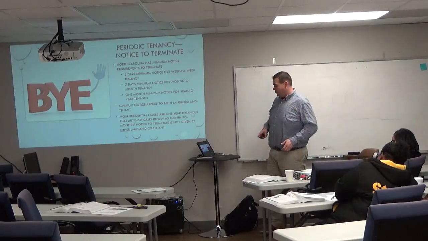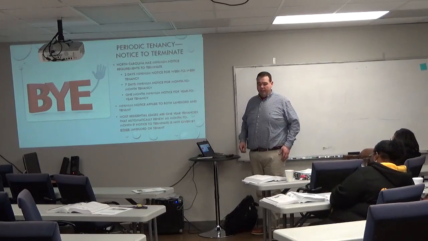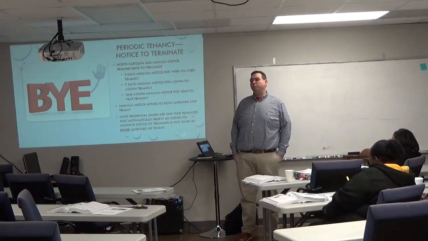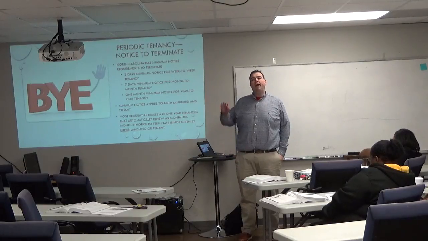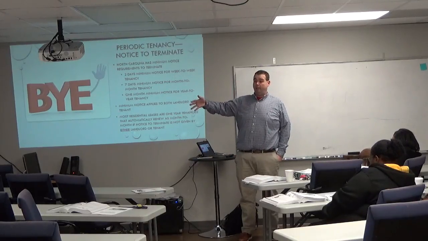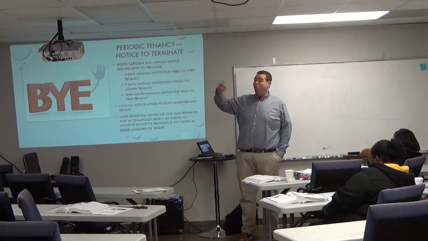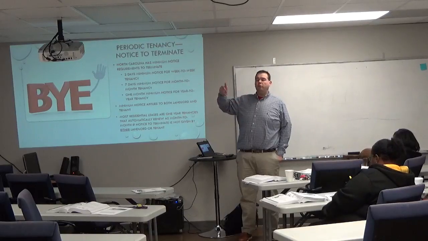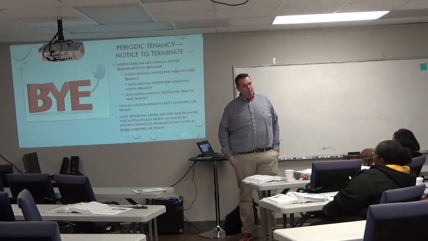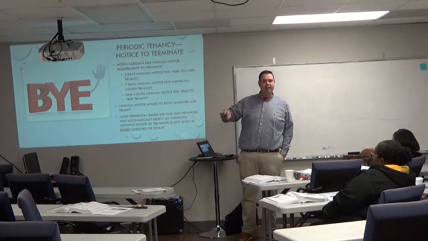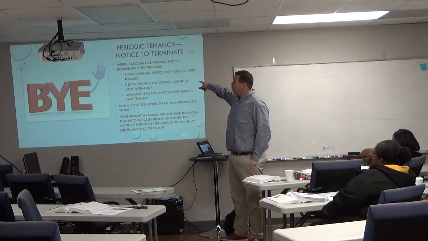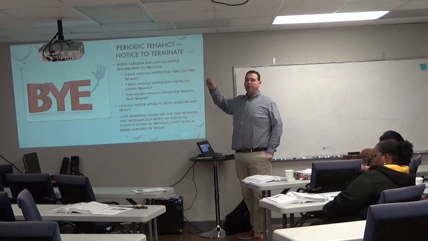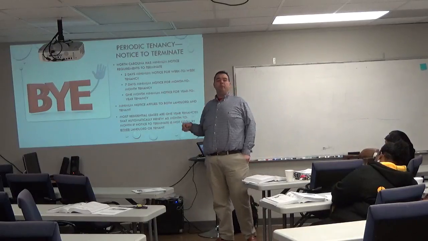So let's talk about that notice. The state says that if you're going to have a periodic tenancy, you've got to have minimum notice time frames, minimum amounts of time to tell the tenant or to tell the landlord that you don't want this thing to renew. In other words, you can't just give them notice and they've got to be out tomorrow. There's a minimum amount of advance notice you have to give. And you've got to know these three. You're going to see these on a test. All right, these notice time frames, you need to know them.